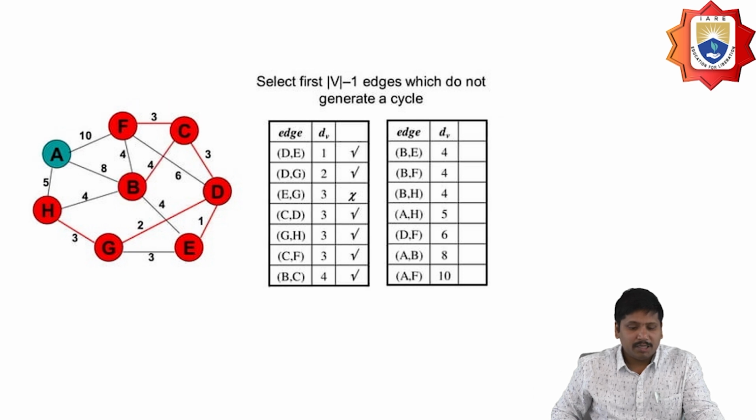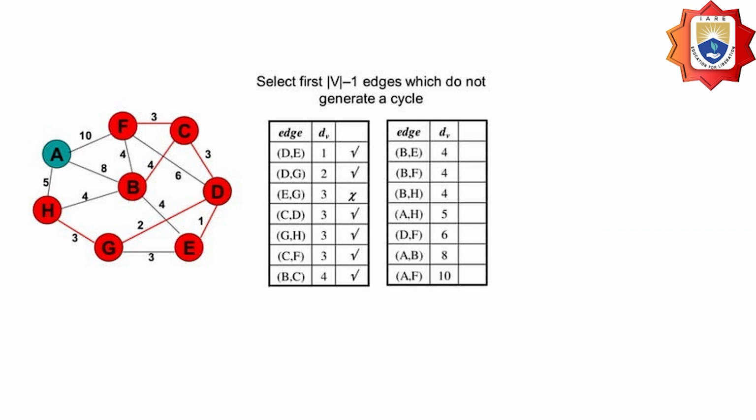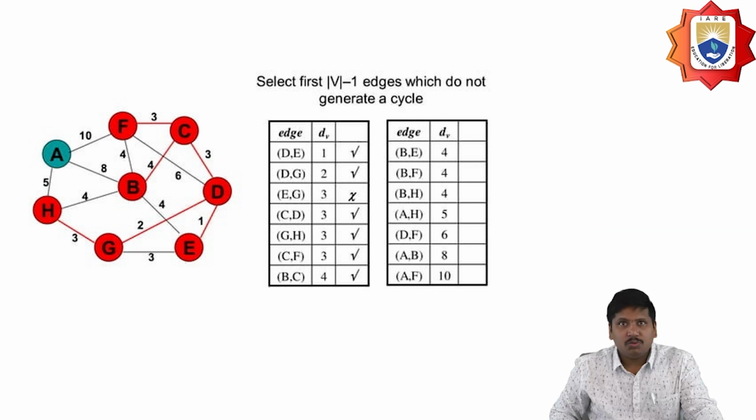And next minimum weight is BC. So from this BC, I'm going to identify this BC also. BC also is not forming the cycle. So that's why I'm going to say that it is going to be the next minimum weight edge of this one, right?